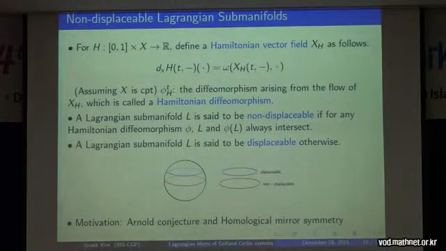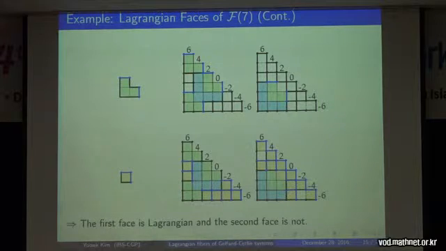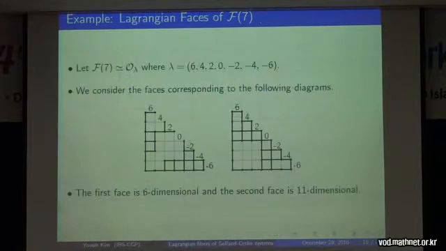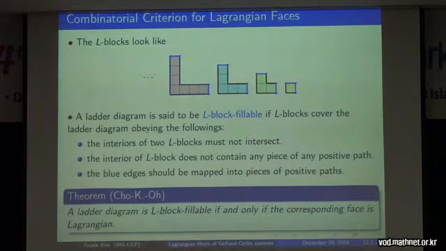So the condition is, if you fill the size K L block, then the lower L block should always be filled. Can I see the condition again? Sure. The blue edges should be mapped into the pieces of positive paths. Actually, the way of filling the L blocks is kind of unique, so the order doesn't matter.